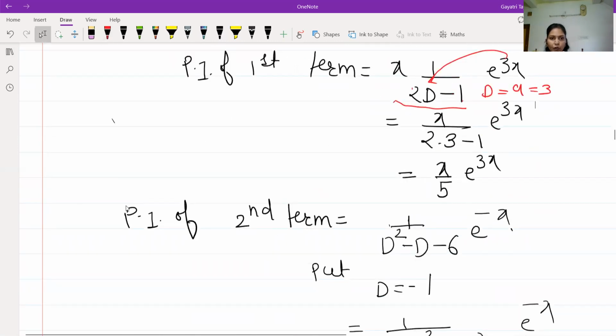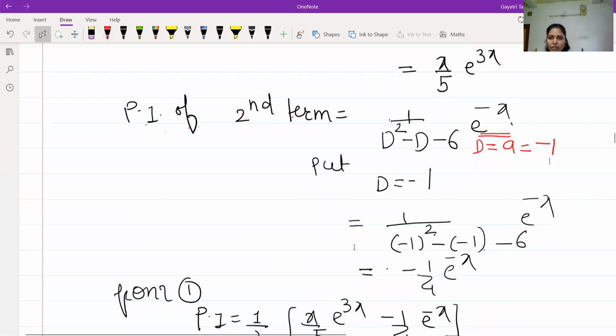Secondly, what you have to find out? PI of second term. So for finding the PI of second term, consider the second one. So again the function is exponential. So what does the exponential method say? Put d equals to a, and what is a? Coefficient of x, and its value is -1. So put d equals to -1. So what will I get? I will get -1 by 4 e raised to minus x.